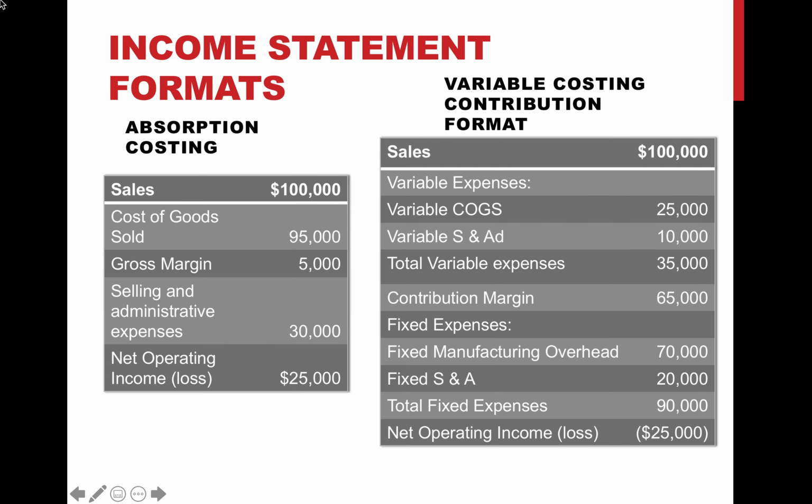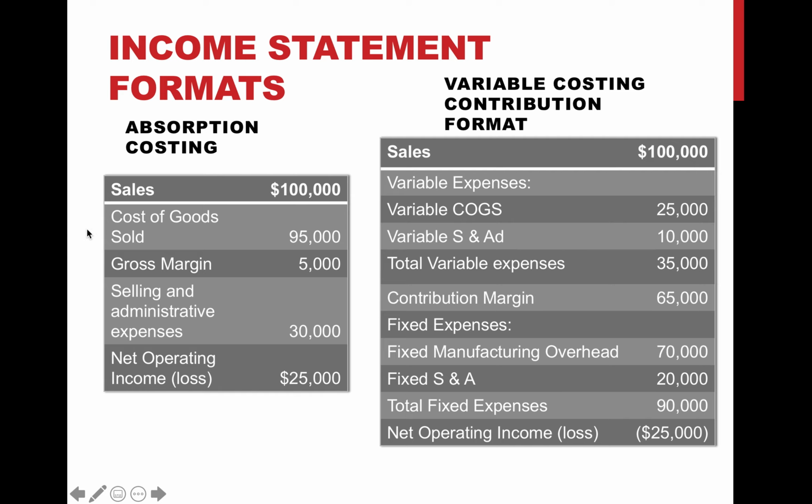This is pretty much how the income statement looks. You have some approaches to this one. This is what we used to do before this managerial course. You have sales as always, diminished by cost of goods sold to get the gross margin. After that, you subtract the selling and administrative expenses, and then you reach the net operating income, or loss if the number were negative. Under this format, you are dividing the costs and expenses according to their function.